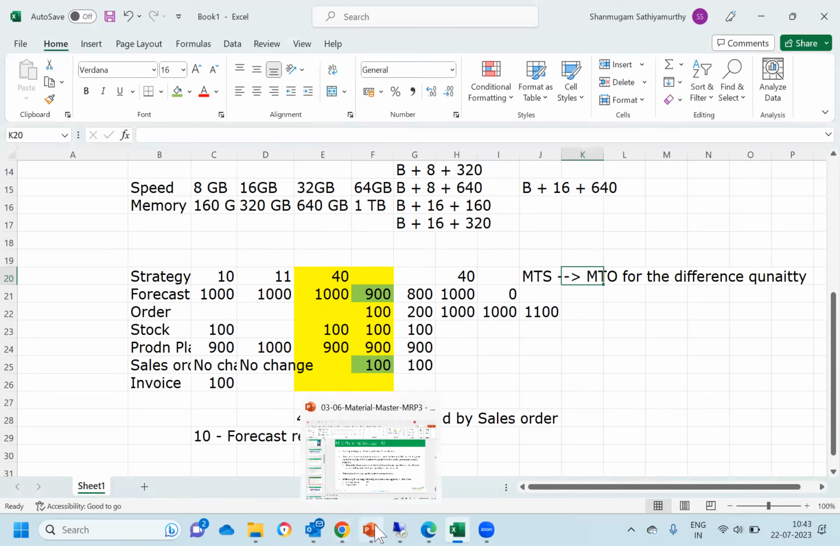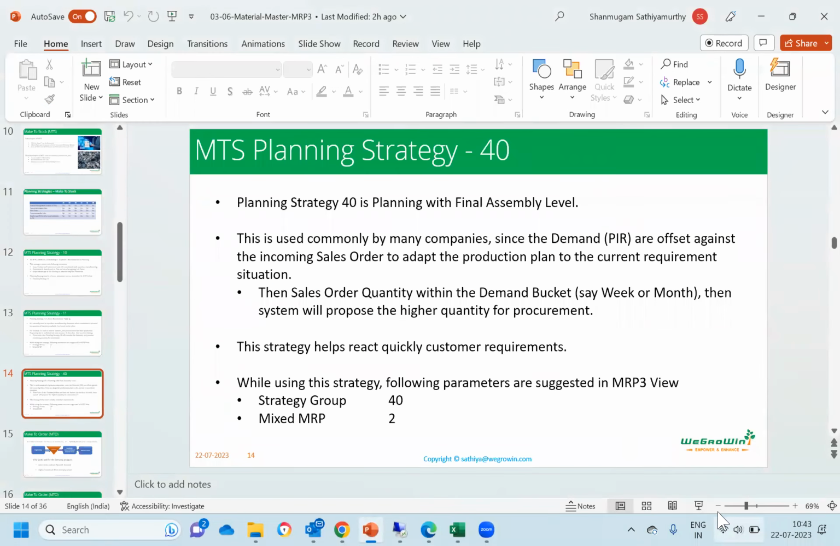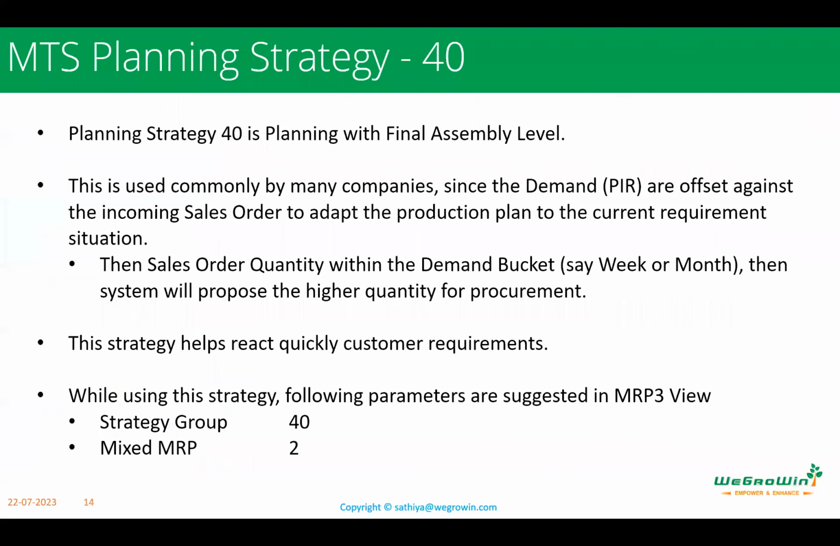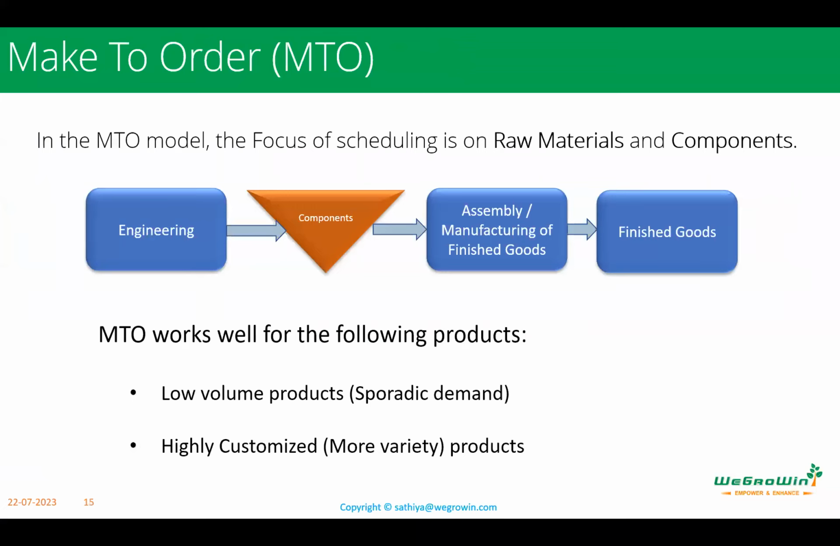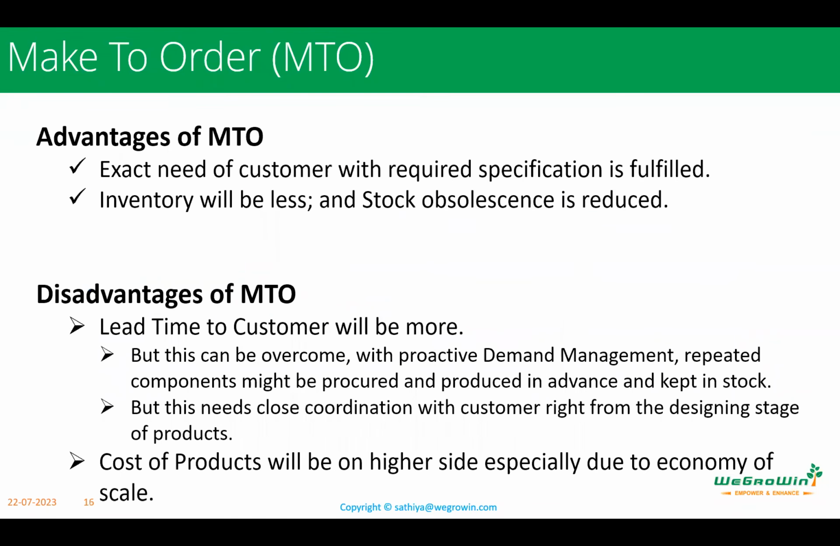So this is the strategy, okay? Especially this 10 and 40. Right. Now make to order. Make to order is, if you use strategy 20, it will proceed, where we take the components, produce it. This is used for low volume production and also highly customized products. And the advantage is you can give it to the customer as per requirement, they give the specification, and also inventory will be less. The disadvantage is lead time to the customer will be high.